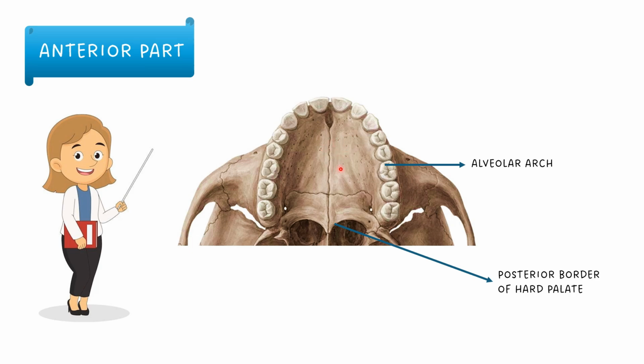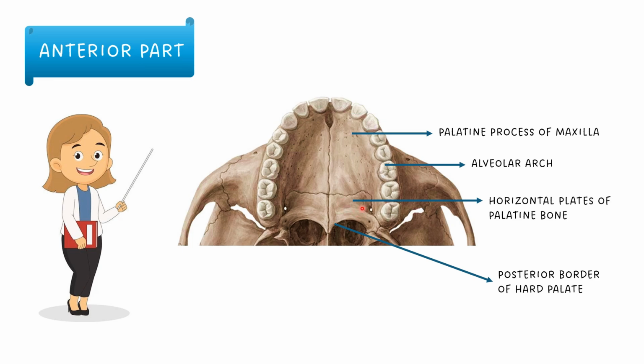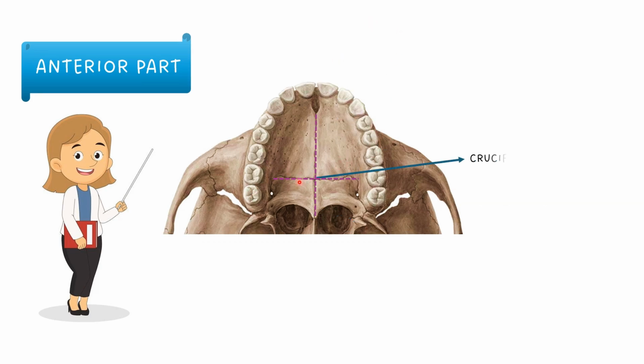The hard palate is formed by the palatine process of maxilla, which contributes to the anterior 2/3 of the hard palate, and the posterior 1/3 of the hard palate is formed by the horizontal plates of the palatine bone. The bony plate here is marked by several depressions which are produced by the palatine glands. The cruciform suture is formed by the intermaxillary, interpalatine and palatomaxillary sutures.